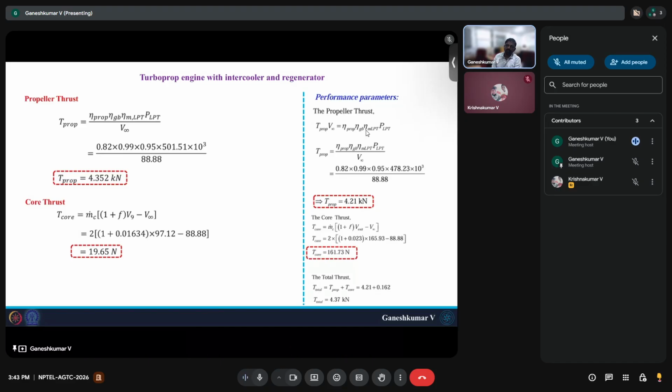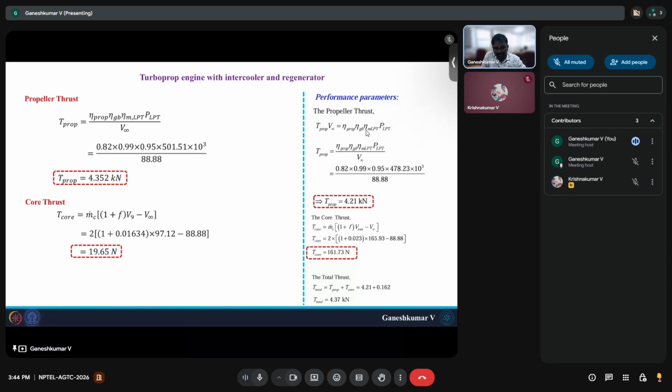So if you remember, the thrust generated by the core flow is typically very high. It will typically be in the kilonewton range for turbofan and turbojet, but in a turboprop engine, for this case, it's only in the newtons range. And if you compare that with the propeller thrust, it's like an order of magnitude difference.